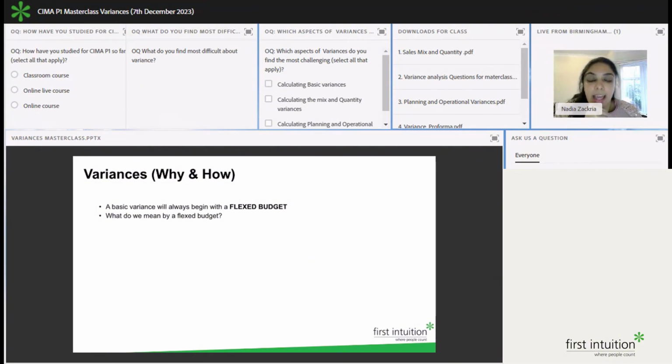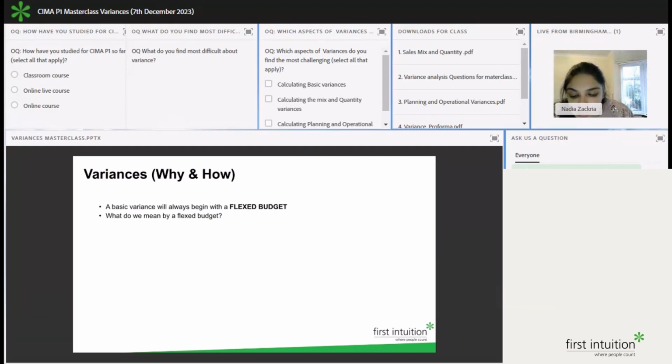So let's start then. Step number 1 is always going to be to begin with a flexed budget. What do we mean by a flexed budget? Is anyone able to tell me what do we mean by flexing a budget? Brilliant, Beth. Adjusting an original budget to actual sales volume. We've got Olivia who says the same, depending on true sales.